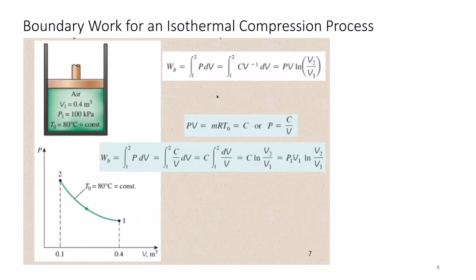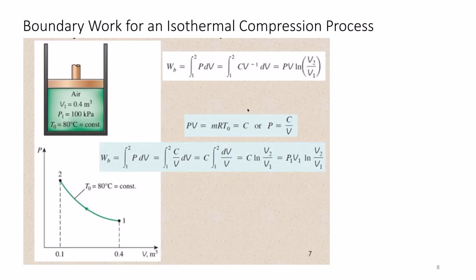So, boundary work for an isothermal compression process. In this case, we have a constant temperature, and we can write the equation just as before. One of the substitutions that we can make is setting the mass times the ideal gas constant times the constant temperature equal to C. Let me just rewrite it like this: the pressure equal to C over V. So then we replace the P with C over V. And when we do the integration of that, it becomes the natural log of V2 over V1.